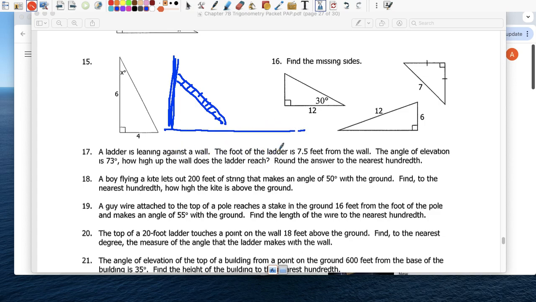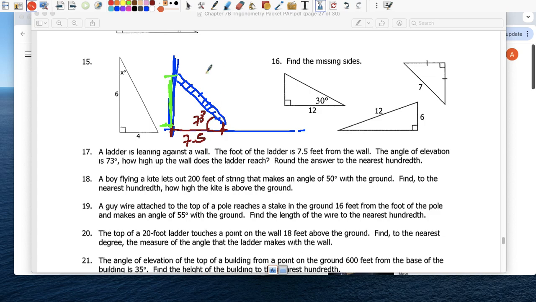So the foot of the ladder is 7.5 feet from the wall. So this distance right here, I'll change colors, up to here is 7.5 feet. The angle of elevation is 73, so this is 73 degrees. How high up the wall does the ladder reach? So they're looking for this guy right here, right? So how tall is this from here to where the ladder hits the wall?